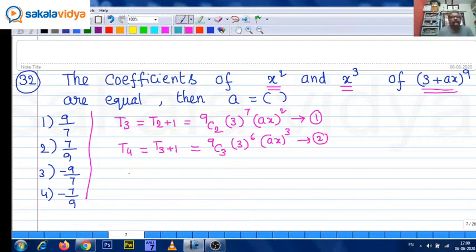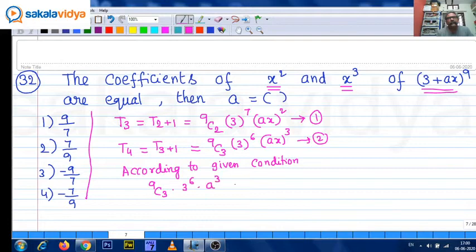So according to the problem, in accordance with the given condition, 9C3 3^6 a³ equals 9C2 3^7 a².